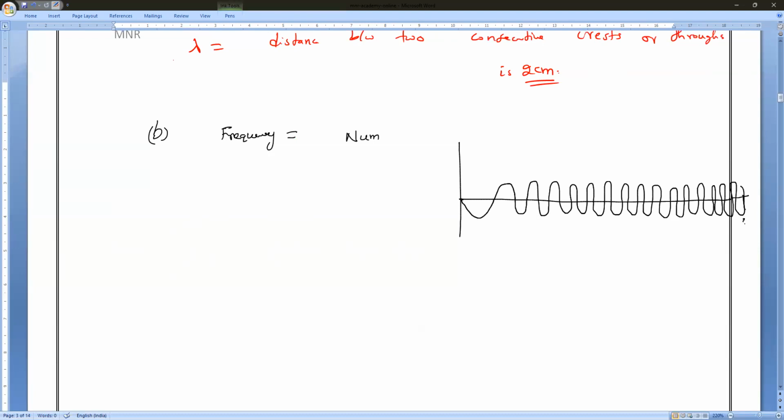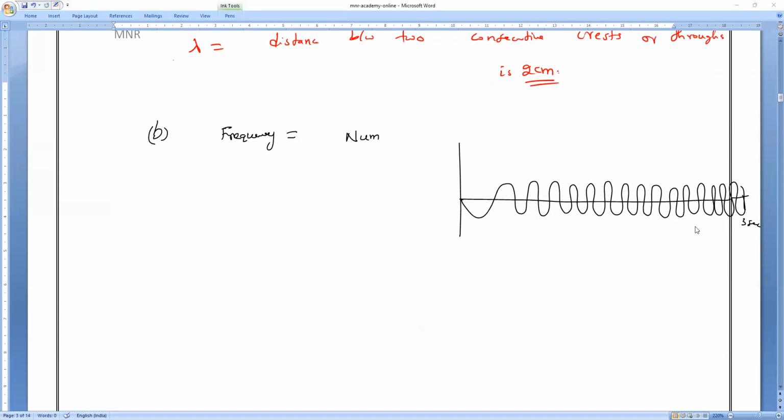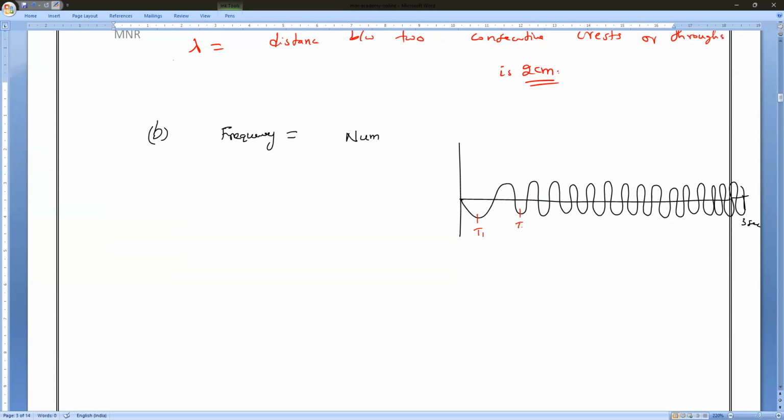So by the time, what is the time period? Then the crust is also 15? No. We'll make it correct now. So this is T1, T2, T3, T4, T5, T6, T7, 8, 9, 10, 11, 12, 13, 14, and 15. Up to here only we have to stop. Okay, 15. Do you understand?